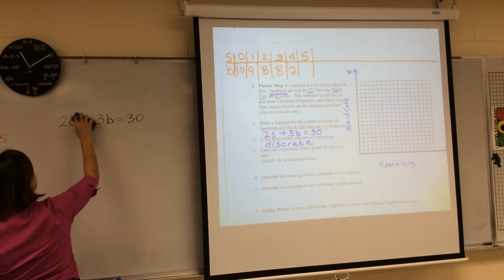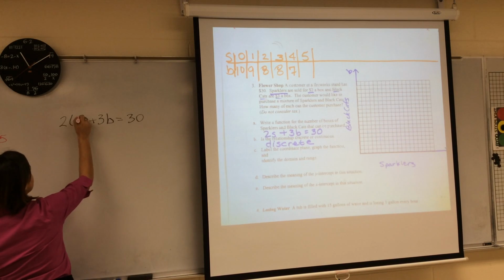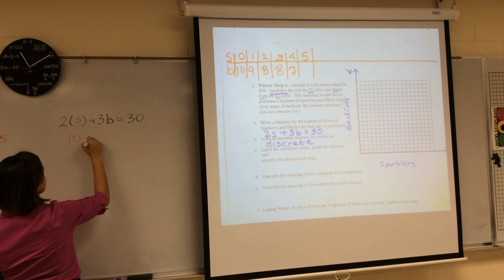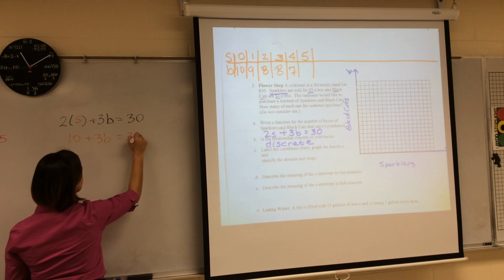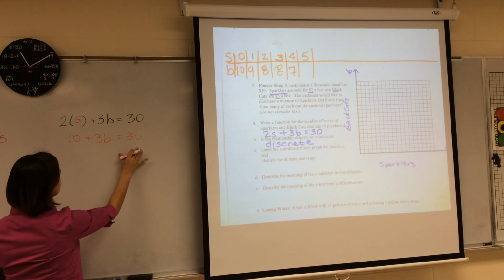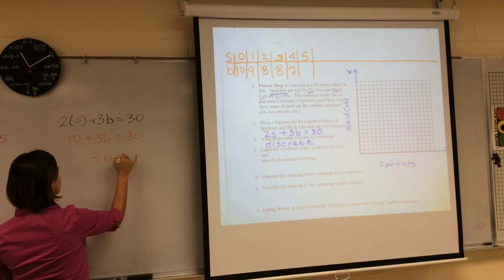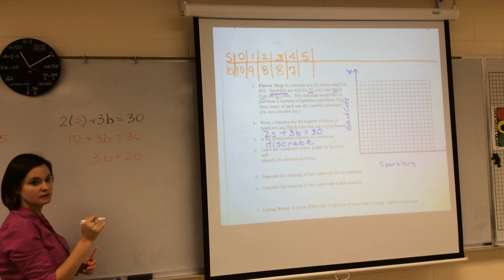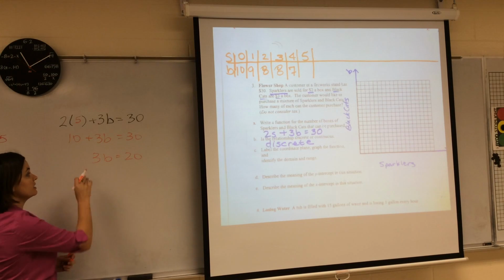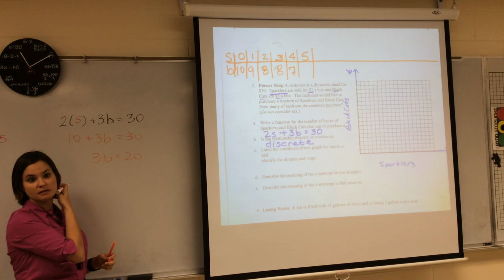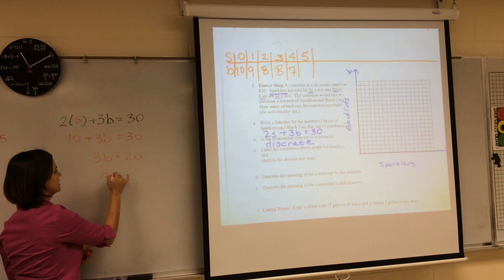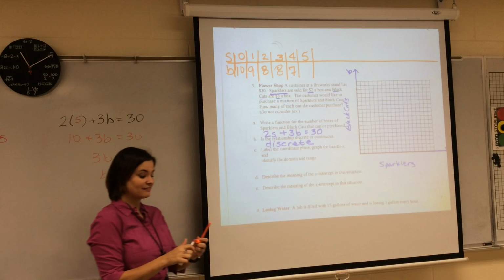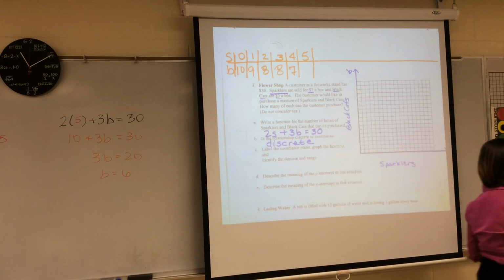Oh, I didn't mean to erase all that. That's okay. So when I have 5, that's 10 plus 3B equals 30. So then if I take 10 from both sides, 3B is 20. 7 again? Well, we would need 7 times 3 is 21, right? So it's got to be 6. So B is 6. We don't quite have enough to buy 7. We're 10 cents short.